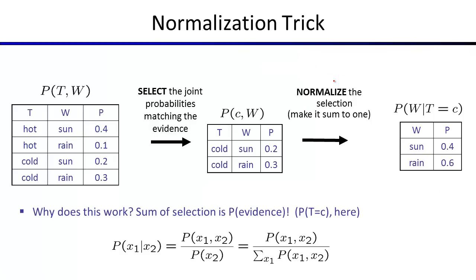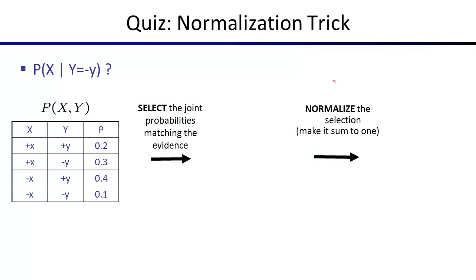Let's do this normalization trick as a little quiz here, a quick quiz, work through it. So we want to compute the conditional for y equals negative y. That means we want to end up with a table here where for every value of x, we have some entries. So for x equals plus x, negative x, there's some probability here, which is the probability of that value for x given negative y. That's the table we're after.